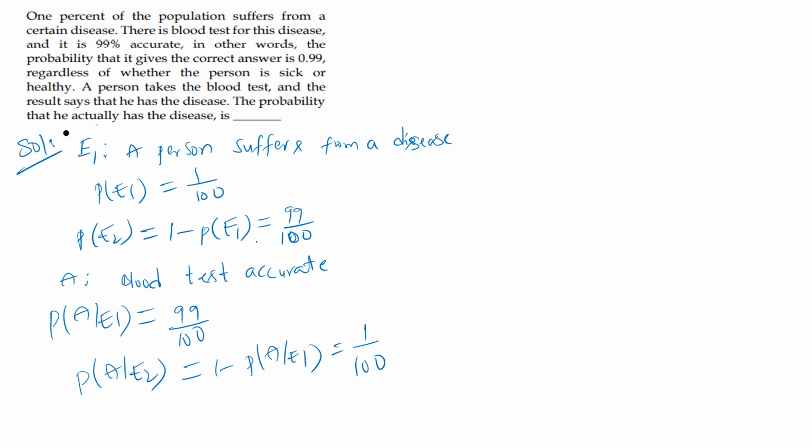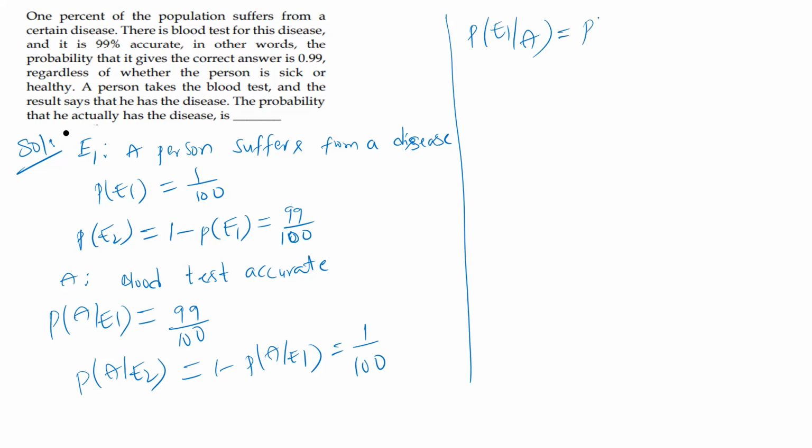Yes, the probability that he actually has the disease. What does "actually has a disease" mean? Which one do you have to find out? P of E1 by A. That is, the report shows yes, it is there, but actually he has a disease.